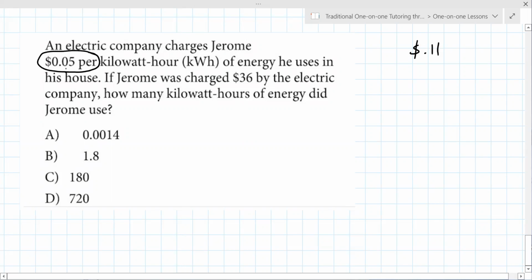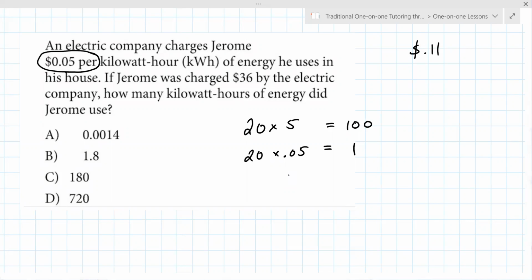Okay. So there's a couple of answers that are pretty unreasonable in this problem. One of the things that I would want you to remember here is 20 times 5 is 100, and 20 times 0.05 is 1. And this next one is like 20 nickels is a dollar. Do you ever count coins? Yeah, I do. Okay, so that's kind of a good exercise to have.